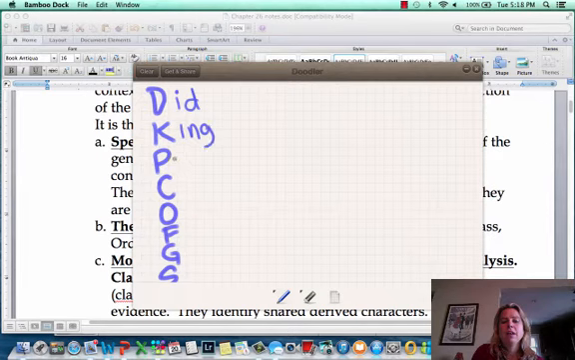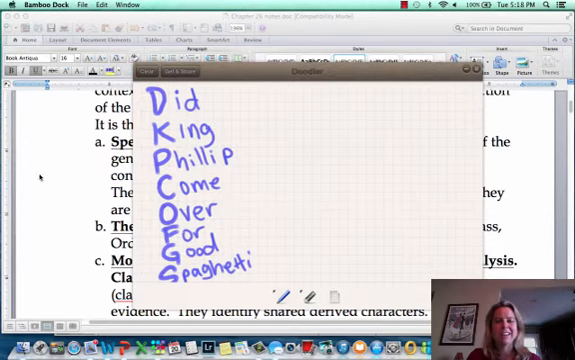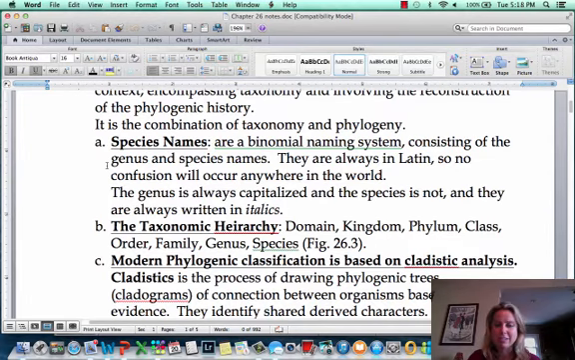King Philip come over for good? I bet you can guess what he said for the S word. We'll say spaghetti. But I bet you know what college students probably said, right? So did King Philip come over for good spaghetti? Now you can remember the order of domain, kingdom, phylum, class, order, family, genus, species, right? So that's how you can remember that. You'll see that in science a lot. There are these weird mnemonic devices to remember stuff.